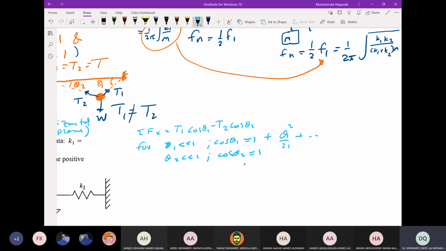So if theta is very small, then theta 1 squared is even smaller, and you can ignore the higher order term, and it becomes just 1. The same thing with cosine theta 2. If theta 2 is very small, then theta 2 squared is even smaller, and you can neglect the higher order terms, and then cosine theta 2 is 1. I mean, this is why cosine 0 is 1, right? So if this is very close to 0, it means cosine theta is 1. And if cosine theta is 1, this will reduce to T1 minus T2 equal to 0.